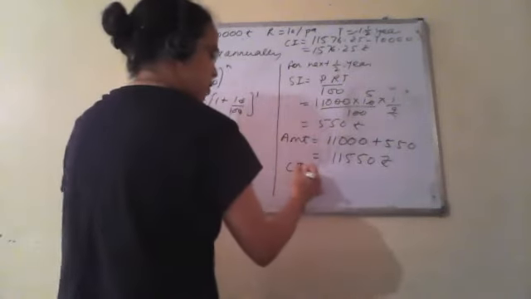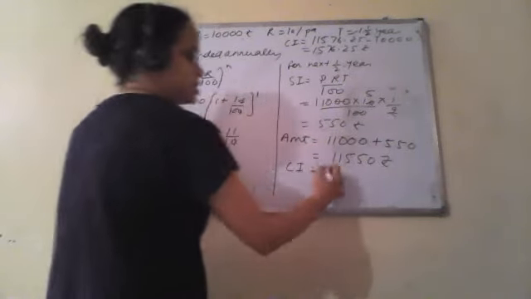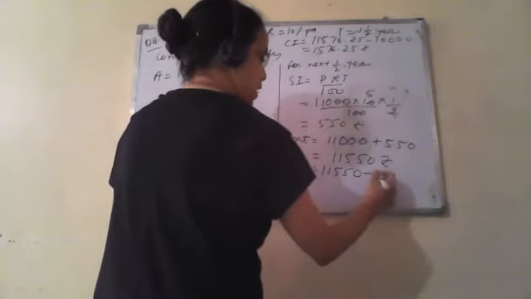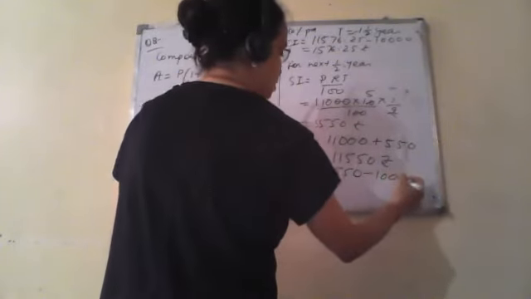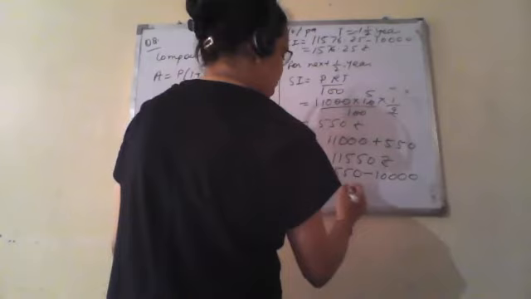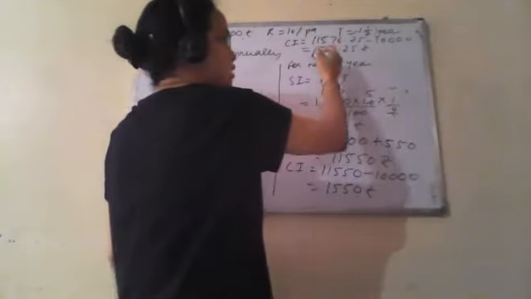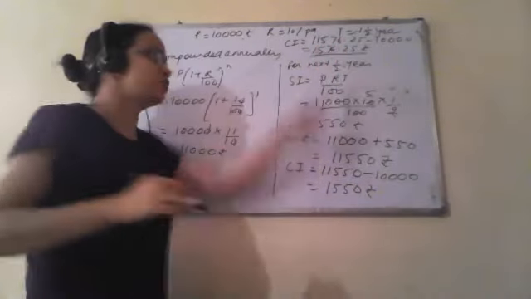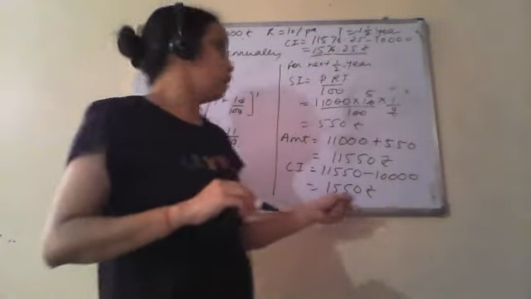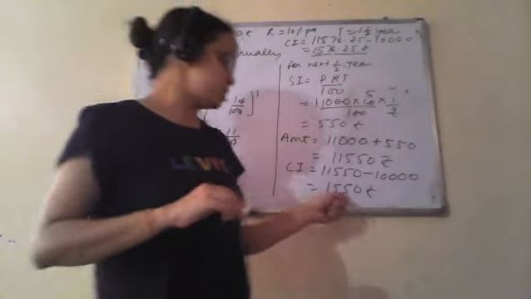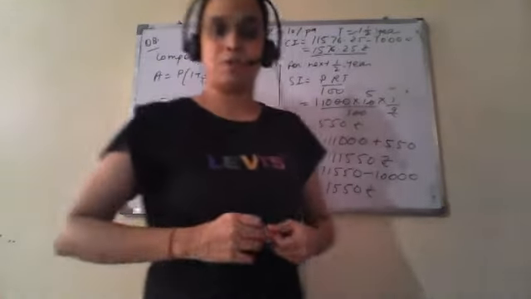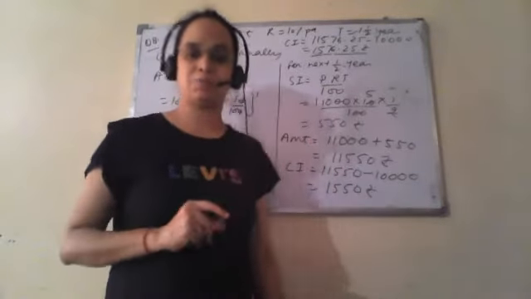So what will be the compound interest in this case? This amount minus principal. So it is 1550 rupees. Now you can compare two things. When it was compounded on half yearly basis, compound interest was 1576.25. Now when it is compounded on annual basis, it is 1550 rupees. You can take the difference between the two.